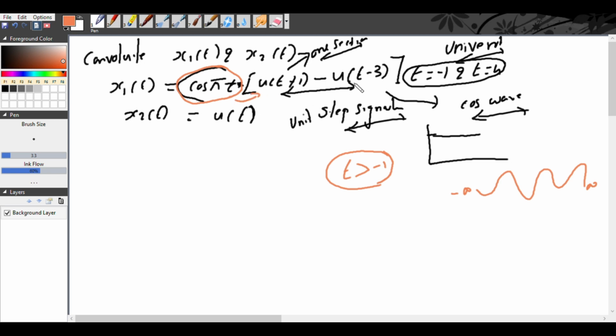We will be having this particular signal cos pi t. At the same time, u of t minus 3 means t lesser than 3. So that will allow the signal only for this particular area. The combination of t greater than minus 1 and t lesser than 3 will allow cos pi t to vary between minus 1 and 3. So this is an infinite signal, but because of this multiplication, it will be restricted between minus 1 and 3. Okay, so let's try to work it out, then only you will understand this.